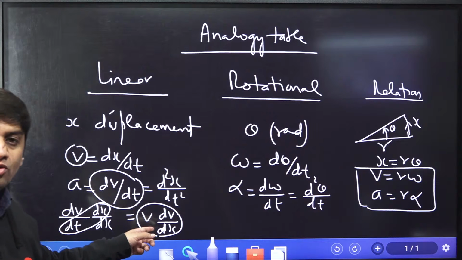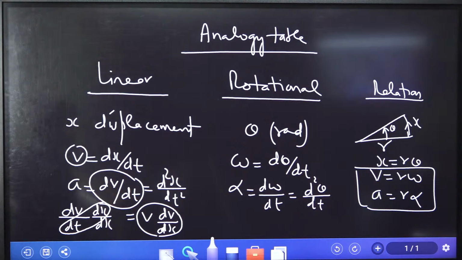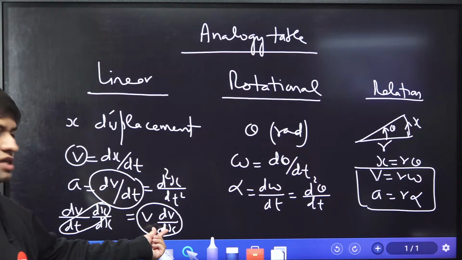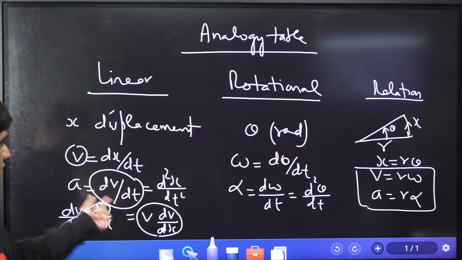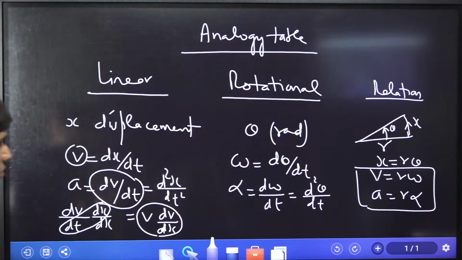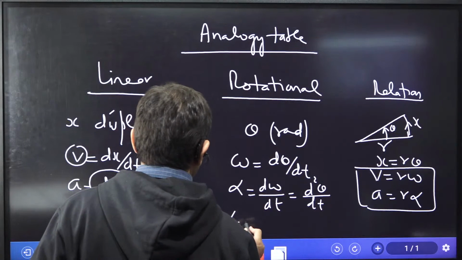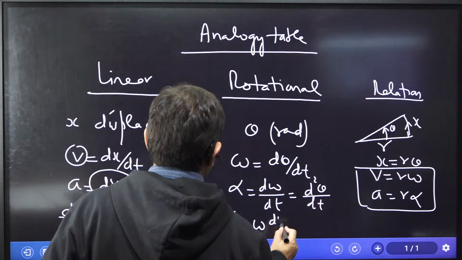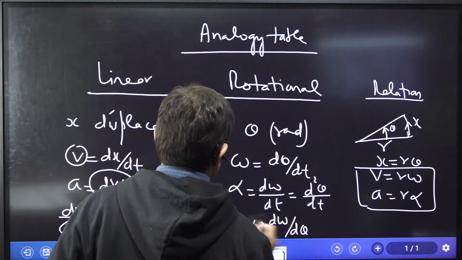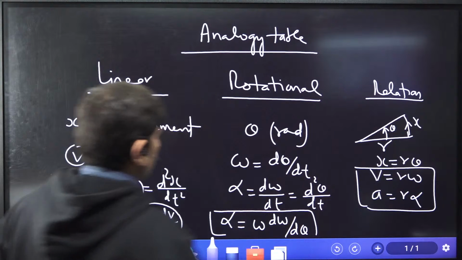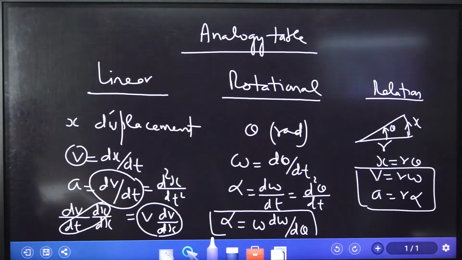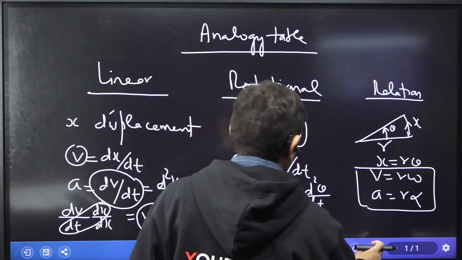When will this formula be used? If velocity is given as a function of x, then you can differentiate velocity with respect to x and directly calculate the acceleration. Can you give me the same formula here? Alpha is equal to omega into d omega over d theta. That is also one of the formulas. I can use it. Now let's go for the next analogy.